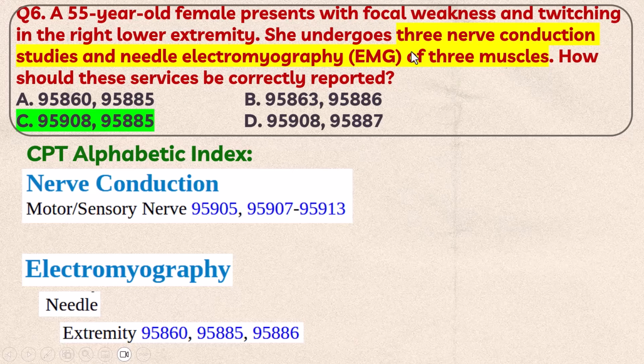Similarly, for the second procedure, that is electromyography, needle and the extremity. Again, it will lead to the following 3 codes. Again, come back to the tabular list and confirm. Once you confirm, the correct answer will be answer C.